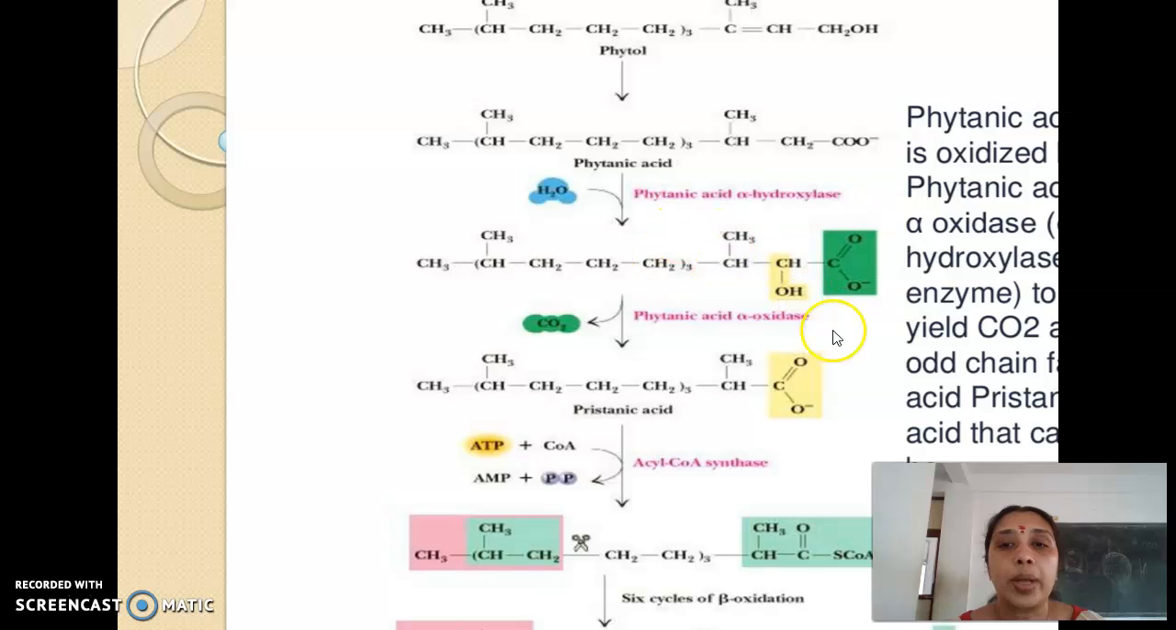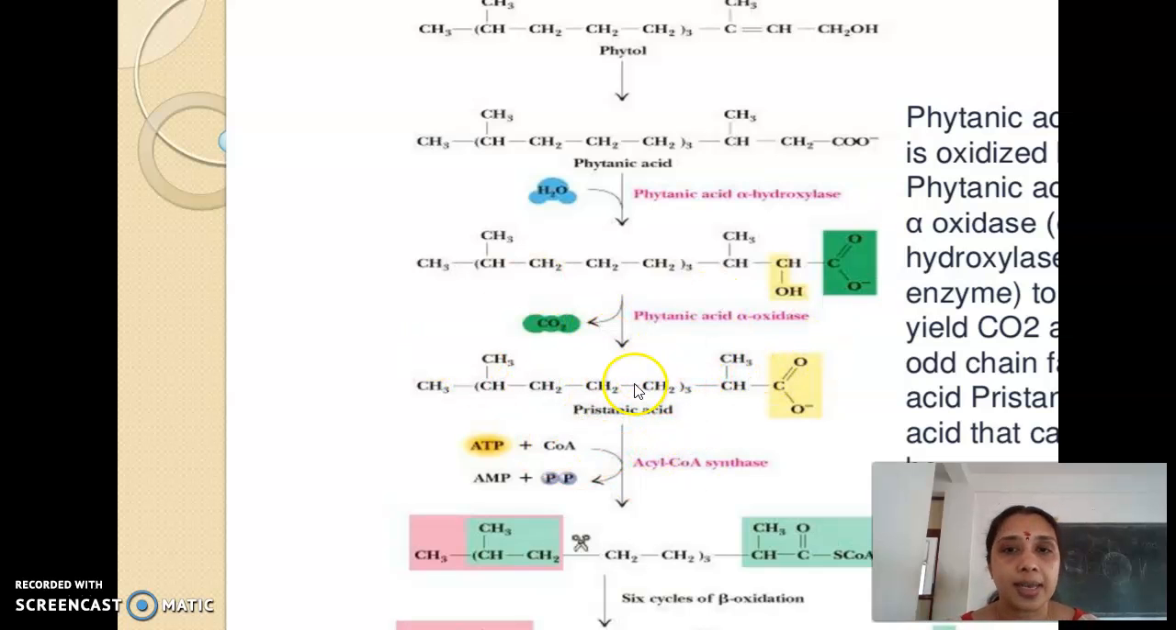Right? So it is known as COO minus. Oxidative decarboxylation is happening. So the number of carbon atoms is reduced by 1. So C20 now becomes C19 with the removal of the carbon dioxide, and the alpha carbon atom is now converted into COO minus. Clear? This product is known as pristanic acid.